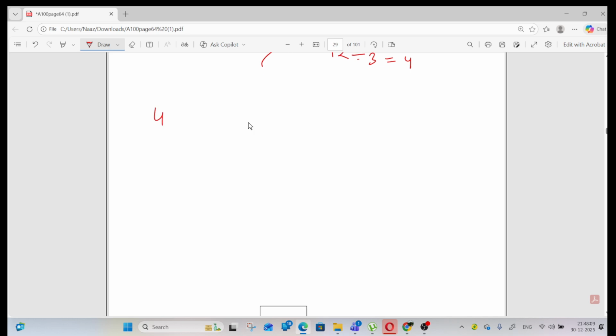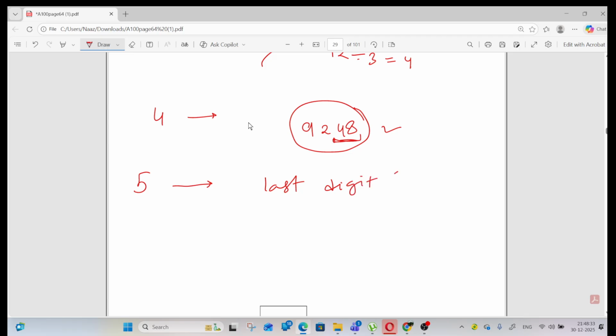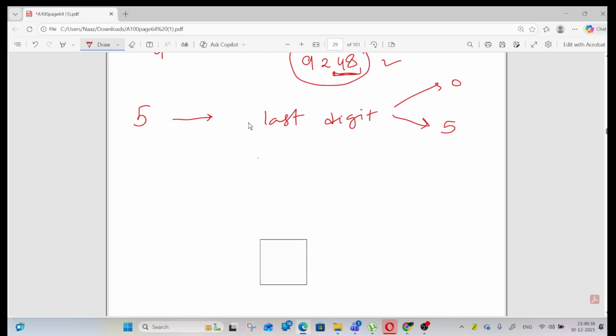For 4, we need to check the last two digits. If they are divisible by 4, the whole number is divisible by 4, okay? Suppose we have this. So the last two digits 48 are divisible by 4. That means this whole number is divisible by 4. For 5, we check the last digit again. If the last digit is 0 or 5, then the number is divisible by 5, right? Like 50. Last digit is 5. For example, 255, right?